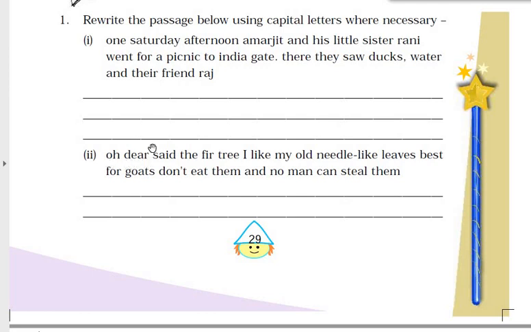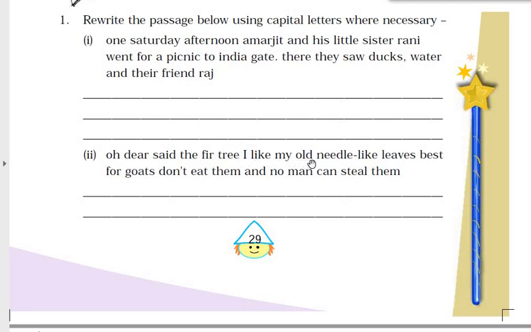The dialogue closes over here, so we will put inverted commas. Two inverted commas are written at the beginning of the dialogue and two inverted commas to end the dialogue. "Oh dear!" exclamatory sign, and then inverted commas, comma, said the fir tree. Again the dialogue starts, and again inverted commas will be used here.